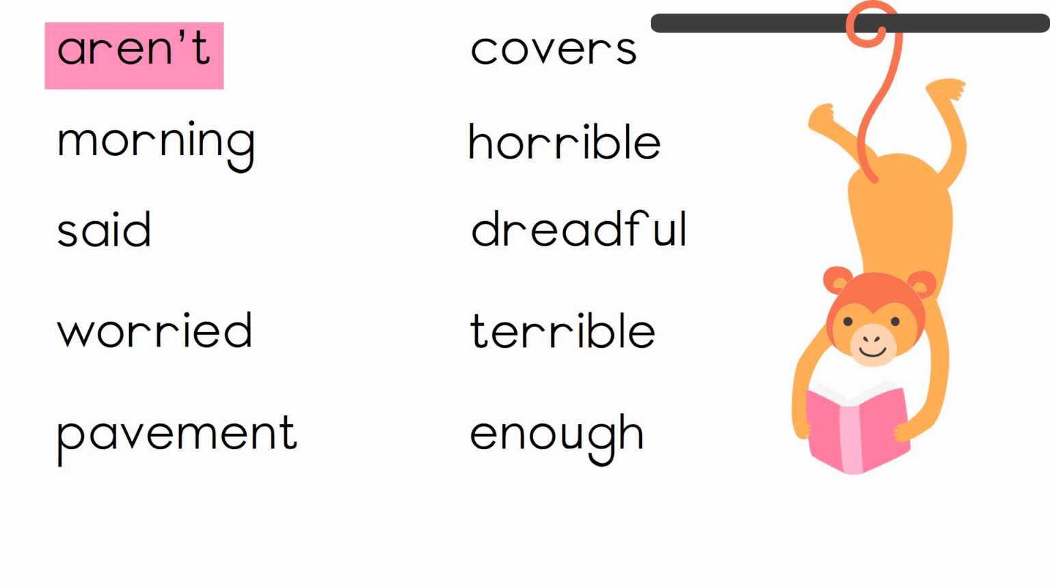Aren't. This means are not. It is a contraction, so that apostrophe is in the place of a letter. It means we take out a letter and change the word. So the letter that we've taken out, there's an R for are not. The R is taken away, we put an apostrophe, and we make the word into a contraction for aren't.